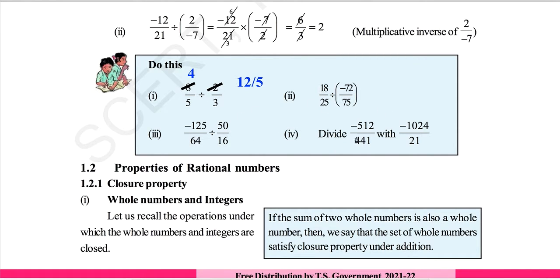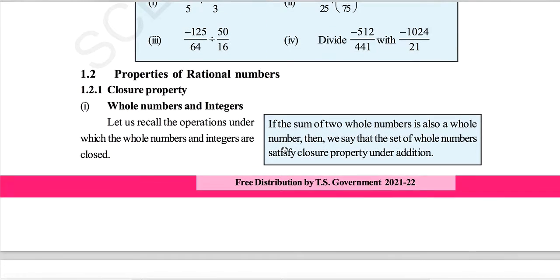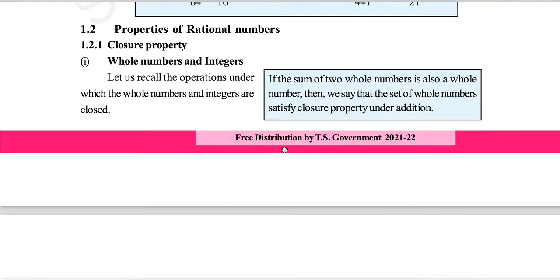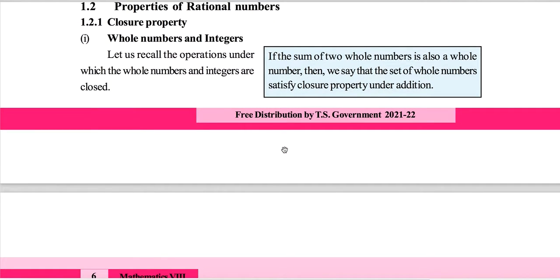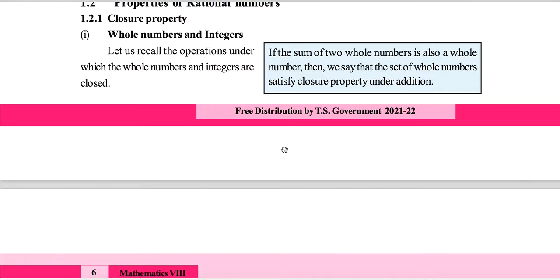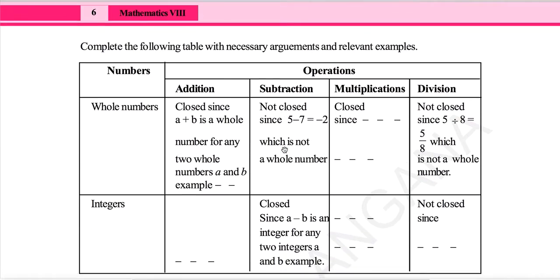So you can do the rest of the things in the similar way. Properties of rational numbers. Closure property. Whole numbers and integers. If the sum of the two whole numbers is also a whole number, then we say that the set of whole numbers satisfy closure property under addition. Let us recall the operations under which the whole numbers and integers are closed.